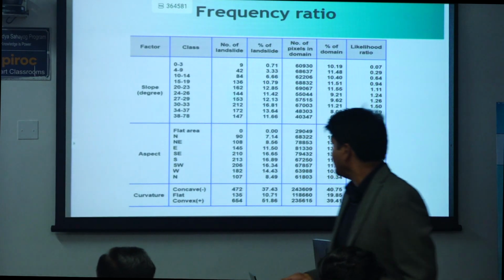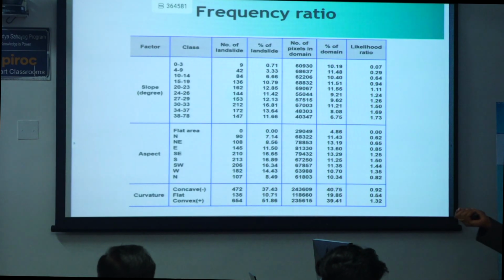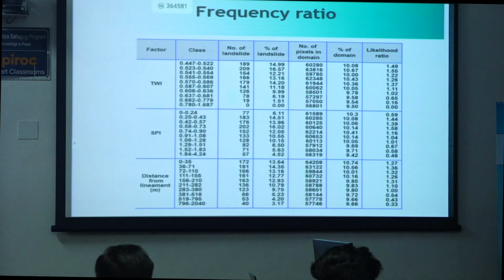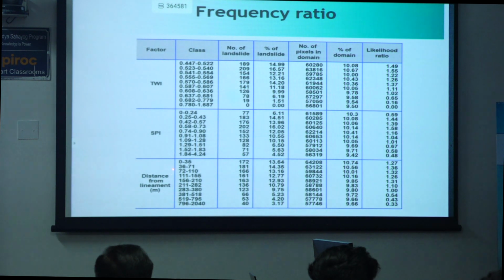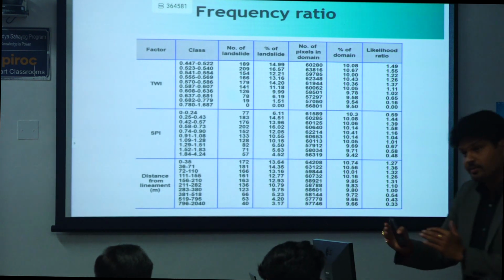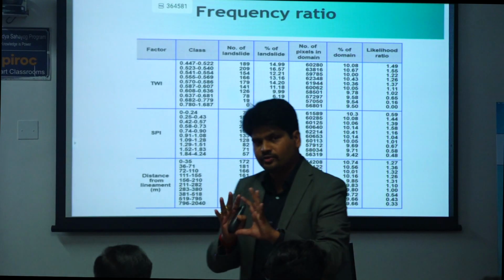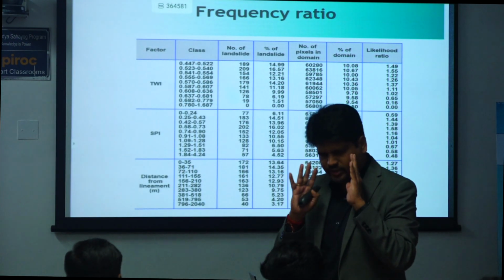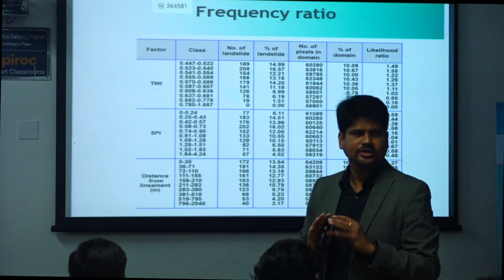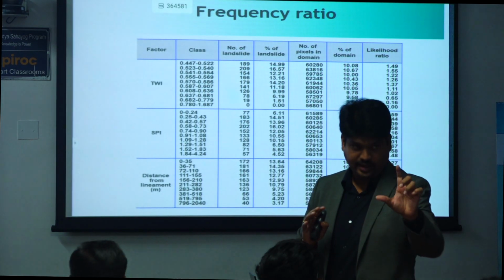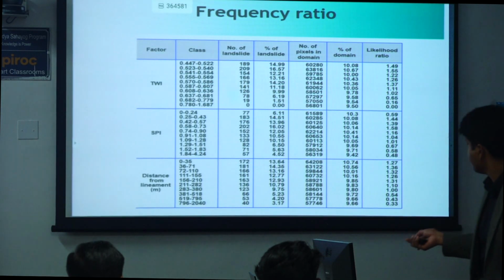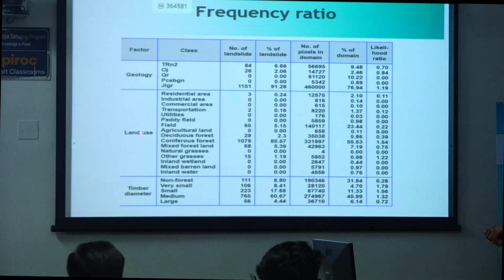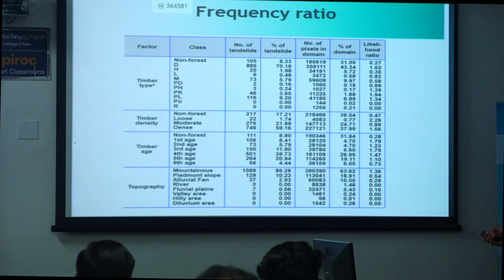So, aspect, curvature, you do it. GWI, SPI, distance from lineament. Distance from lineament, I also told you, we do not know what the optimized distance should be, so we reclassify into 10 quantile classes. Wherever you are not sure, it's better to just reclassify as 10 quantile classes. Then you have geology, land use, you have diameter, type, everything.